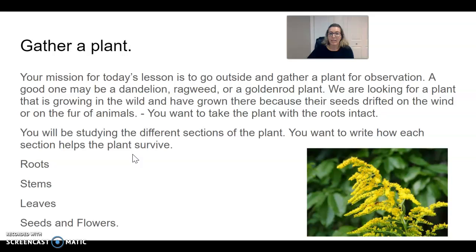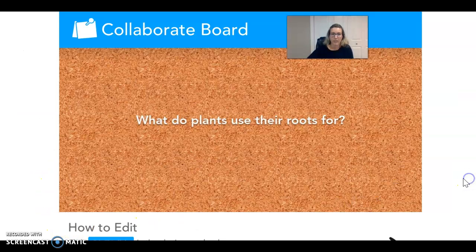So you're going to be taking that plant with the roots intact. Try to get the roots along with it if possible. And then you're going to study the different sections of the plant and write about how each of them helps the plant to survive. So the main sections of a plant, or the parts of a plant, are the roots, the stems, the leaves, the seeds, and flowers.